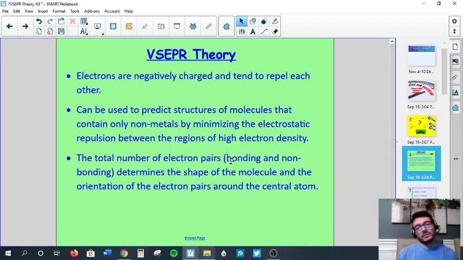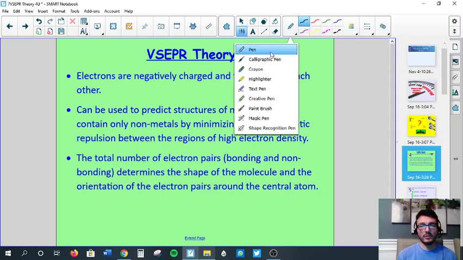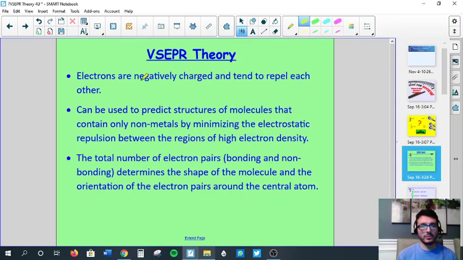I'm not going to read all of this, you can read it to yourself. Essentially, the point behind VSEPR theory is that electrons are negatively charged. They will therefore repel, right? Like charges repel. Negatively charged, they tend to repel. They don't like to be close to each other. And this repulsion allows for the prediction of certain structures of molecules.